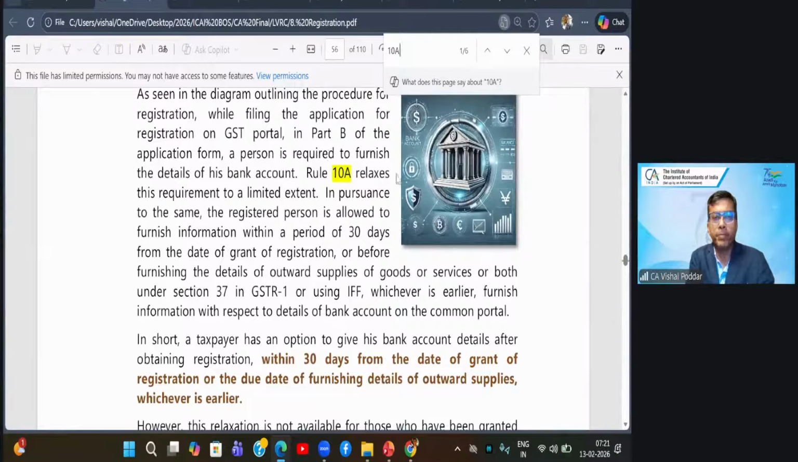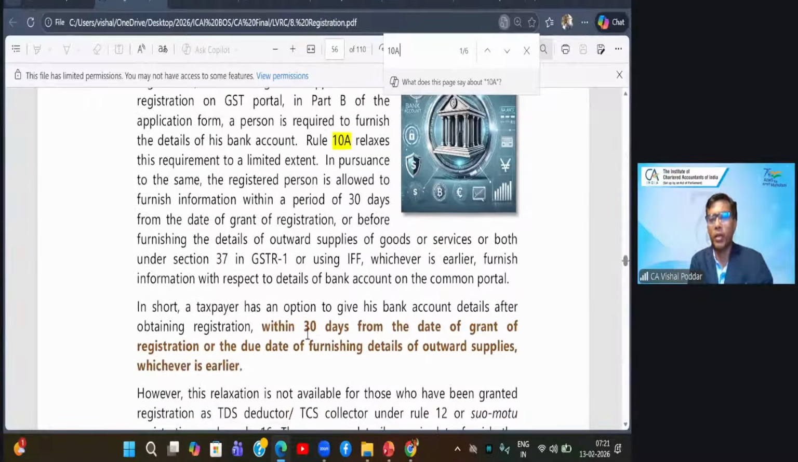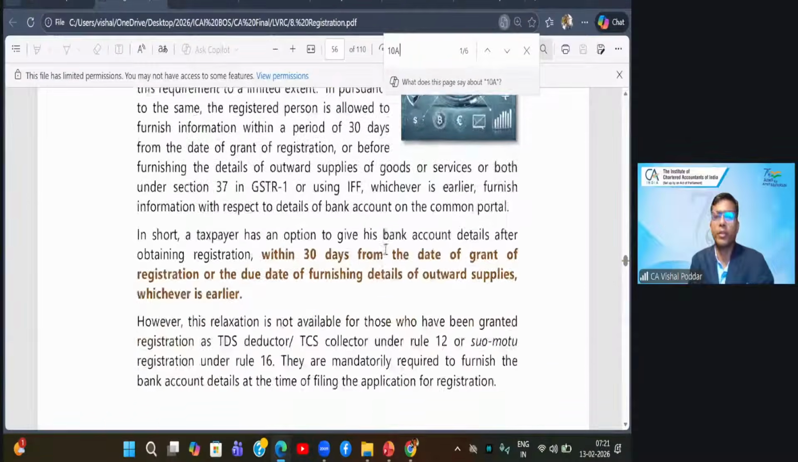So what is it saying? Rule 10A relaxes this requirement. Firstly, as seen in the diagram outlining the procedure for registration, while filing the application for registration on the portal, in Part B of the application a person is required to furnish details of bank. However, Rule 10A relaxes this requirement to a limited extent. In pursuance of the same, the registered person is allowed to furnish the information within 30 days from the date you are given the registration, or before furnishing the details of outward supplies of goods, services, or both under section 37, that is GSTR 1, whichever is earlier. So before you file your GSTR 1 or within 30 days of grant of registration, whichever is earlier.